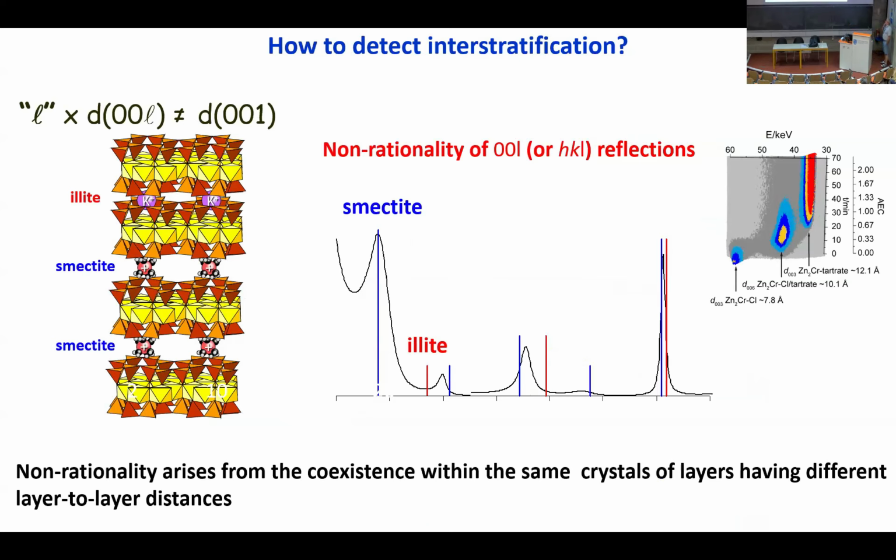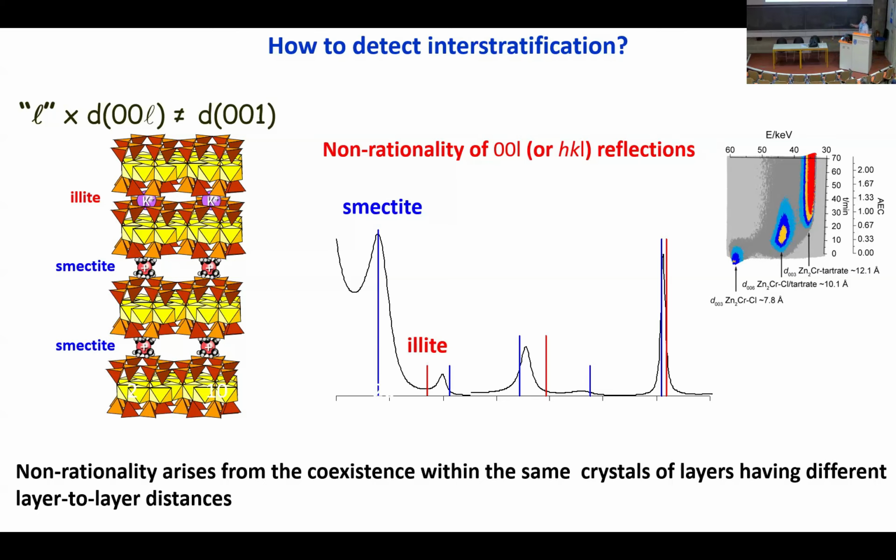So how do we detect this interstratification? The first thing, when you are doing X-ray diffraction on this kind of mixed layer or interstratified minerals, is that you have a non-rational series of reflections. And what does non-rational series of reflections mean? It means that if you multiply the d00L, so d001, d002, 3, 4, 5, by L, you always obtain something different from d001.